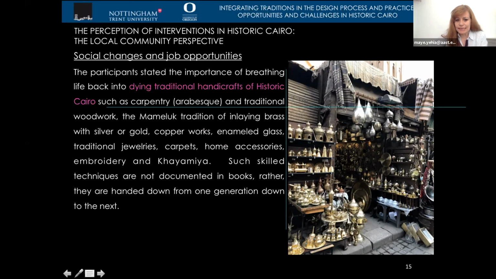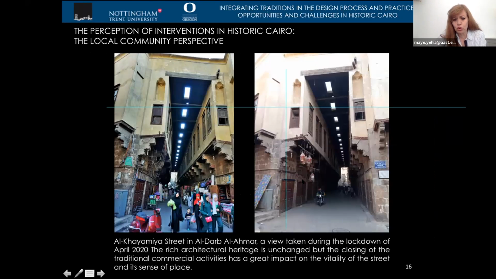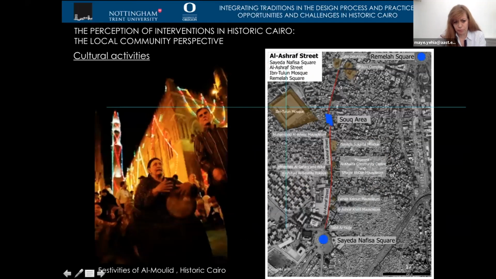Such skilled techniques are not documented in books. Rather, they are handed down from generation to the next. Here are two photos, before and after the lockdown of 2020, and we can see in Al Khayamiyya Street in Al Darb Al Ahmar that the closing of the traditional commercial activities has a great impact on the vitality of the street and its sense of place.